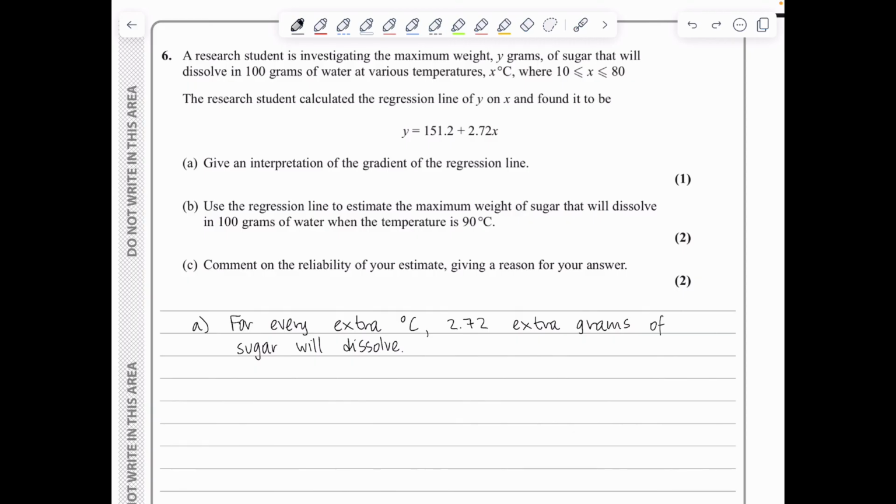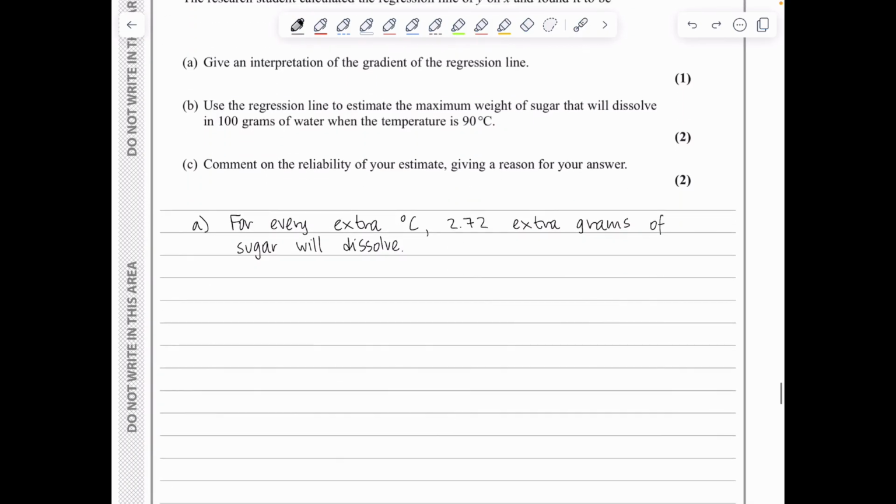In B, we need to use the regression line to estimate the maximum weight of sugar that will dissolve in 100 grams of water when the temperature is 90 degrees Celsius. So this is calling for us to just substitute x is 90 because x is the temperature. So when x is 90, y is 151.2 plus 2.72 times 90. The answer is 396 grams.